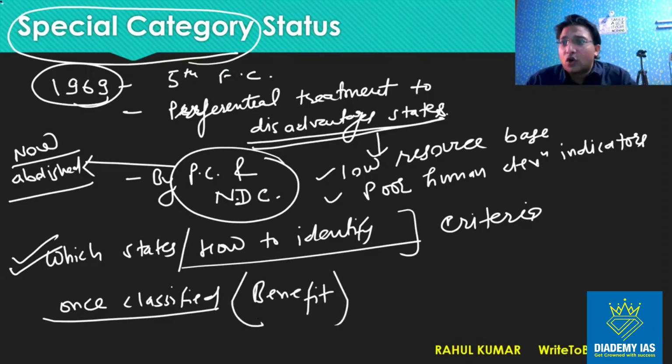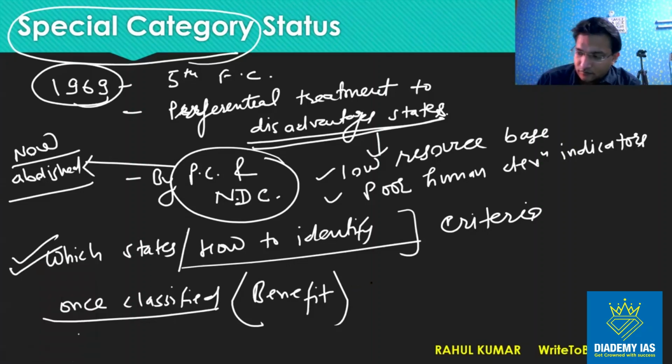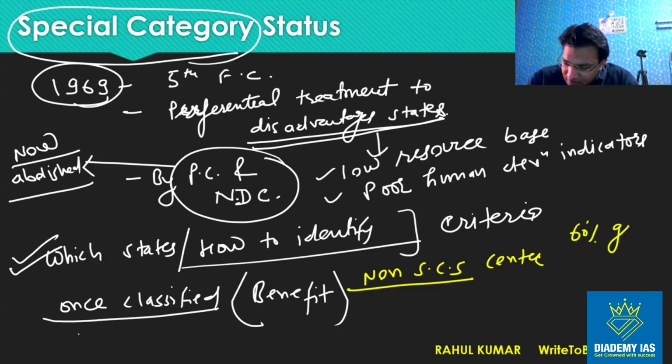So if some state is not a special category state, that is, the state is a simple non-special category state, in such a case, if the center gives some money, this money will be given in a way that 60% is the grant and 40% is the loan.